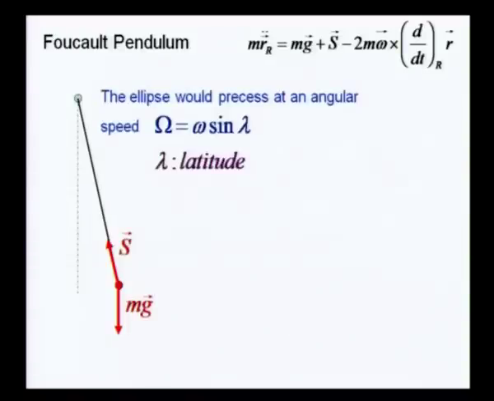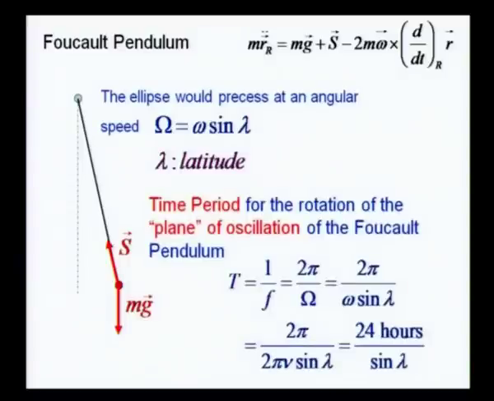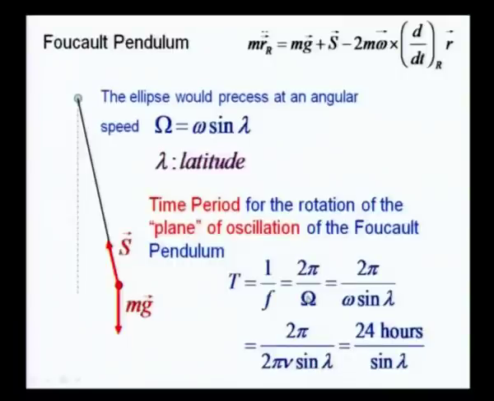So, this frequency is determined by the latitude, and the time period is just the reciprocal of frequency. This is the angular frequency. So, the time period will be 2 pi over omega sine lambda, right, and 1 over omega is this 2 pi nu, right.